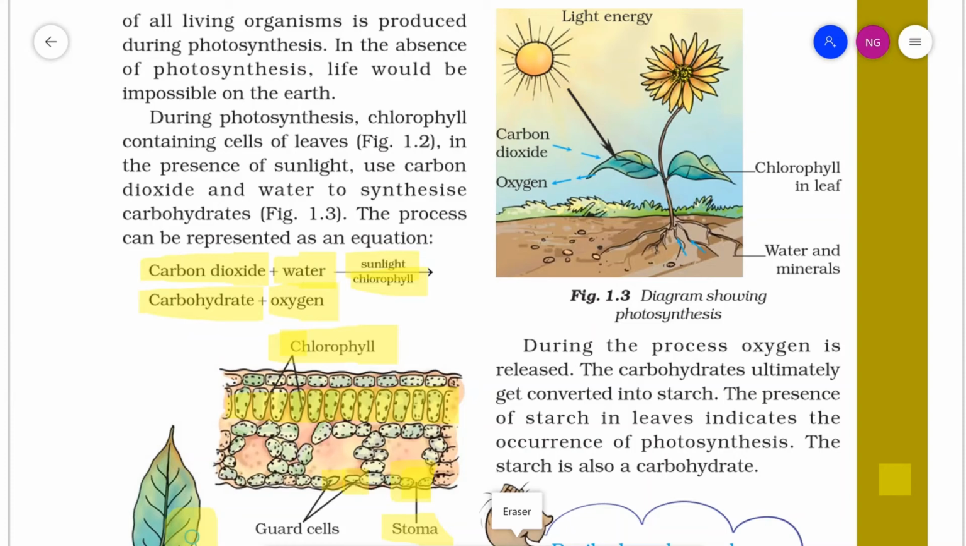The carbohydrates ultimately get converted into starch. The presence of starch in leaves indicates the occurrence of photosynthesis. The starch is also a carbohydrate. So in this chemical reaction, you can see carbohydrate is also synthesized. If you cut the leaf, you can feel the presence of starch in it. So that starch indicates photosynthesis has occurred in the particular plant. I will give you one more example. If you cut potatoes and keep them in water for some time, the water turns whitish in color. That white color indicates the presence of starch. So the starch is also a carbohydrate.